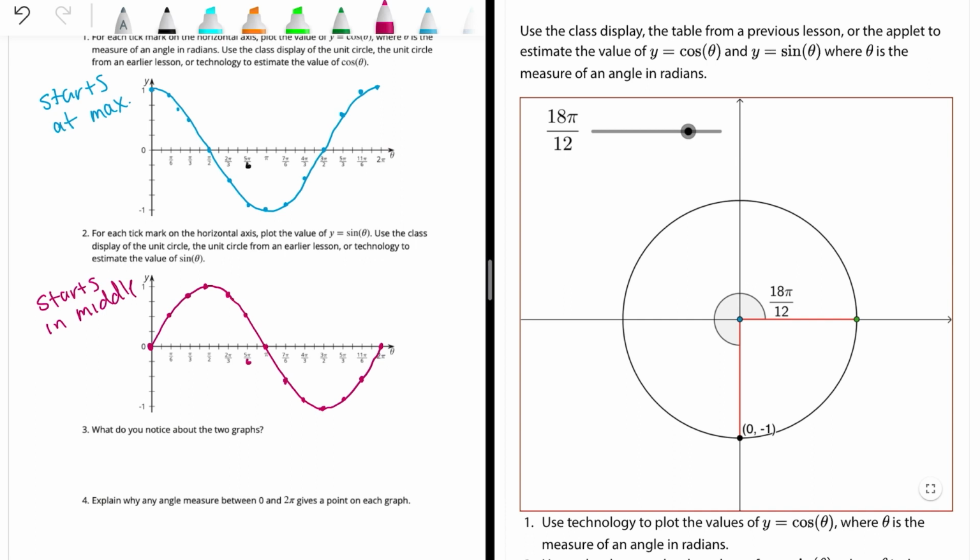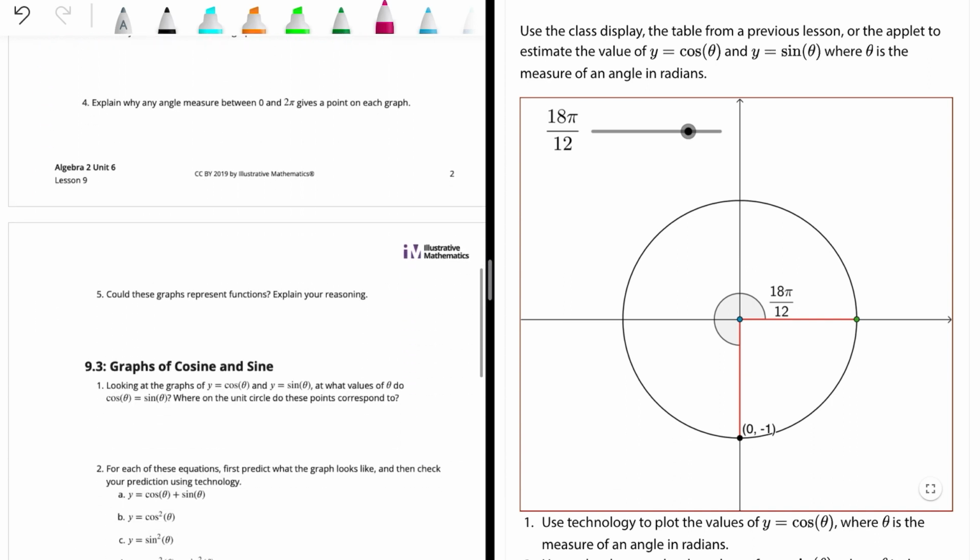Explain why any angle measure between 0 and 2 pi gives a point on each graph. Well, again, you're going to keep going around the circle, so you're going to be getting the same x and y values just over and over and over. And so it'll just keep repeating itself.